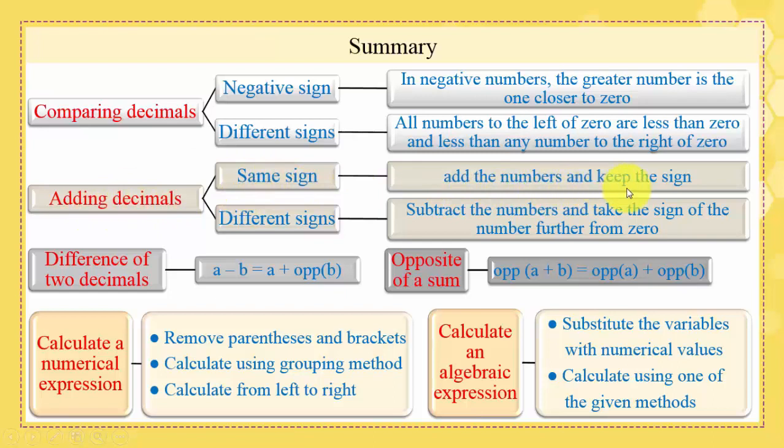Adding decimals, same sign, add the numbers and keep the sign. Different signs, subtract the numbers and take the sign of the number further from 0. Difference of two decimals, a minus b equals a plus opposite of b. Opposite of a sum, opposite of a plus b equals opposite of a plus opposite of b.